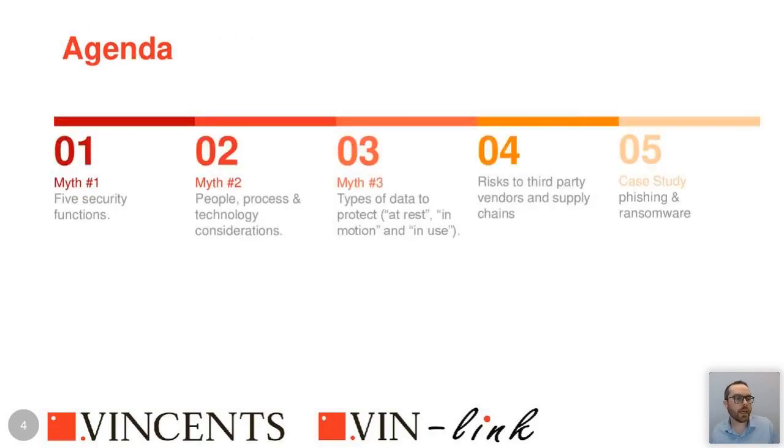The agenda for today: first up, myth number 1 and the 5 security functions. Then we will go through myth number 2 and then some people, process, and technology considerations. Myth number 3, then types of data to protect, so that's at rest, in motion, and in use. And we'll talk about some third-party risk management, supply chain, and vendor risk. Then we'll go through a quick case study at the end, just to put it all together.